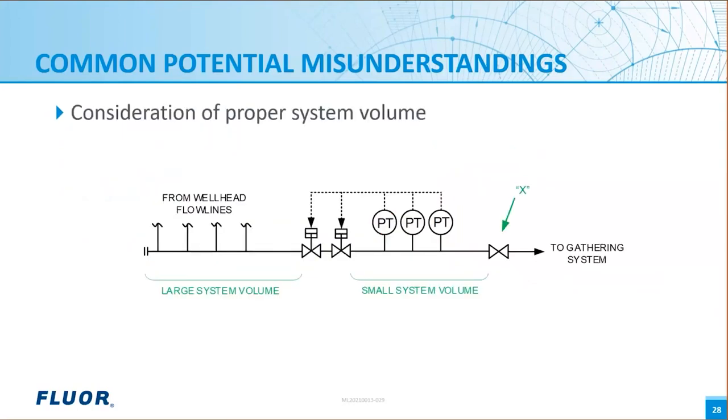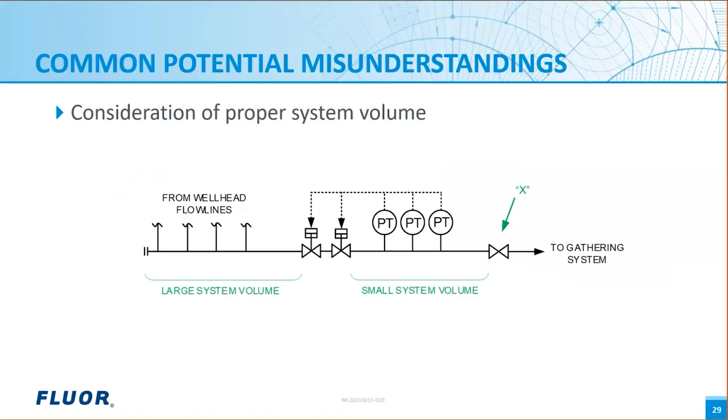The other one that I thought was worthy of mention was to carefully consider our system volume and extents when setting up our calculation. So here's another one I've seen on a previous project where you have a very large gathering system coming from high pressure sources, and it goes into a process with a safety instrumented shutdown valve to trip on high pressure. And we have a valve such as a valve shown at X, which can be closed and that would shut the system in. And we have a relatively small volume between the safety instrumented system and that manual valve.